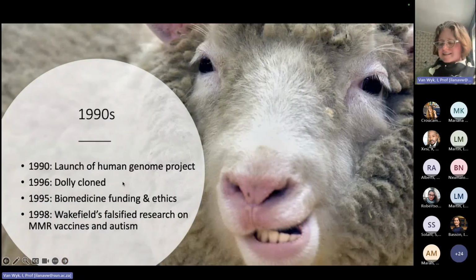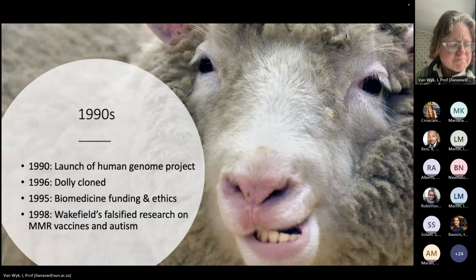In the 1990s, we had even more advances in medical science, the launch of the Human Genome Project. We saw Dolly cloned, and again, questions were suddenly brought to the fore that could not have been asked before because we hadn't made these medical advances. So questions around what cloning would mean, could humans be cloned, and so on and so forth. And suddenly our ethics had to start catching up with our technological and scientific developments.